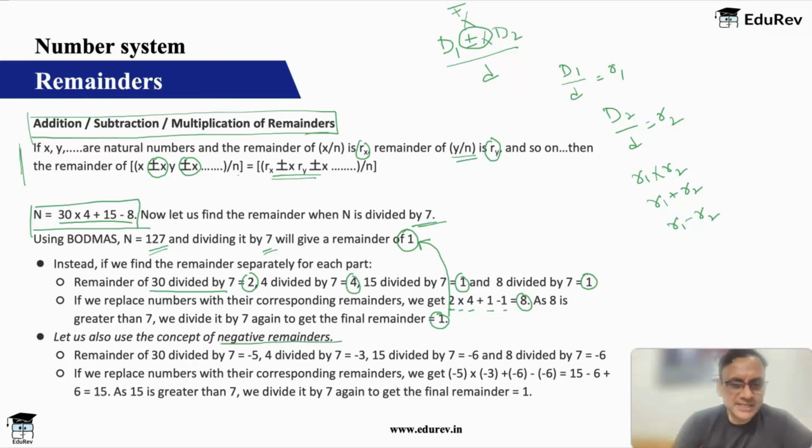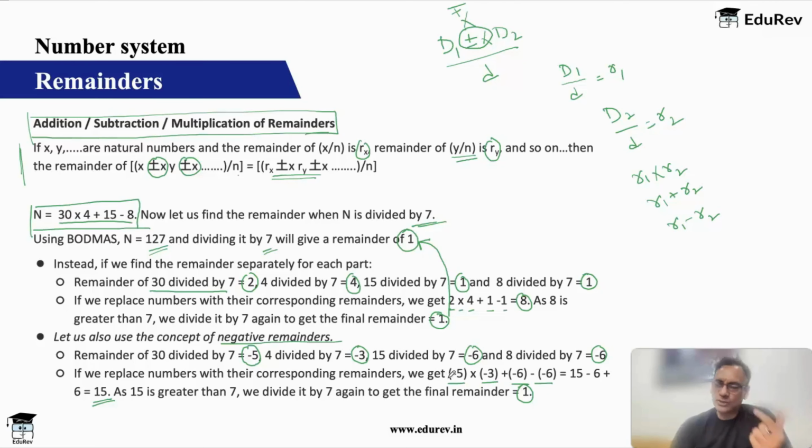So 30 divided by 7, I can say that my remainder is 2 or I can say my remainder is minus 5. Same thing. Similarly, 4 divided by 7, I can say my remainder is minus 3 because it is 3 less than 7. 15 divided by 7, I can say my remainder is minus 6. And 8 divided by 7, I can say here also my remainder is minus 6. So now if we replace, minus 5 into minus 3 plus minus 6 minus minus 6, you get 15 minus 6 plus 6, which is 15. 15 you divide by 7 once again to get a final remainder of 1.